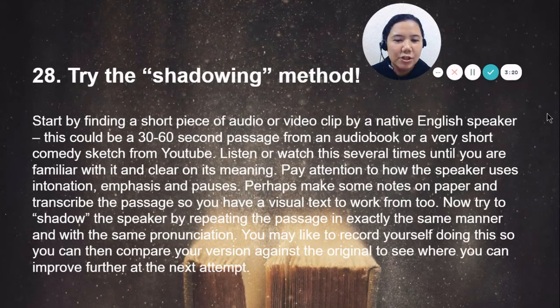You have to pay attention to how the speaker uses intonation, emphasis, and pauses. Perhaps you can also make some notes on paper and transcribe the passage so you also have a visual text to work from. Now, try to shadow the speaker by repeating the passage in exactly the same manner and with the same pronunciation. You may like to record yourself doing this so you can compare your version against the original to see where you can improve further, and you can make it better on your next attempt.